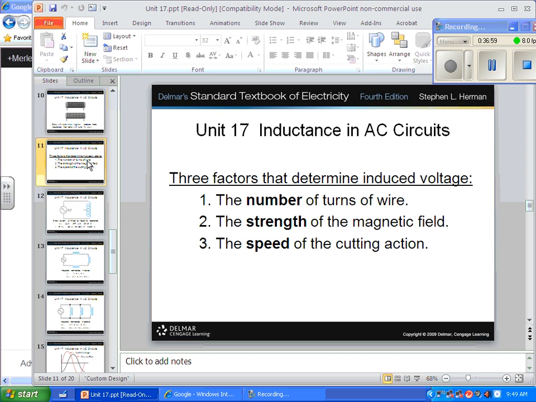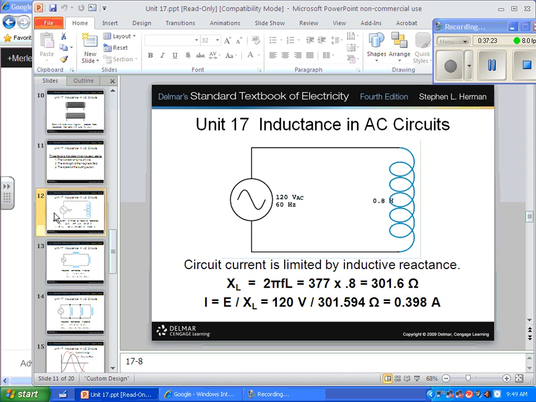Okay, things that affect inductance or the induced voltage: the number of turns in a wire, the strength of the magnetic field, the speed of the cutting action. Remember when we're generating, the faster you spin it, it's going to affect the voltage. You knew that. If you spin a generator faster, it's going to create more voltage. Kind of simple, right?